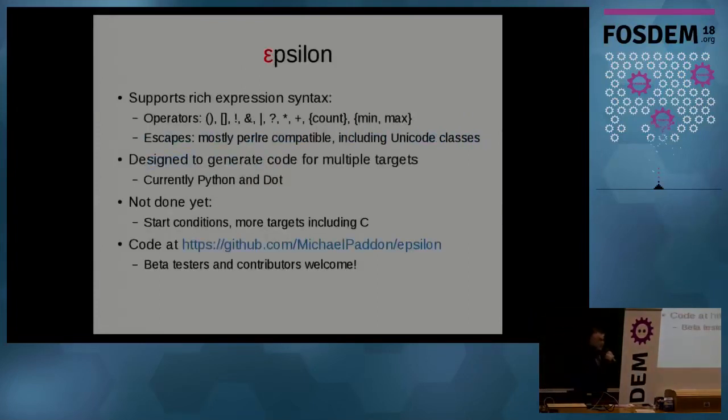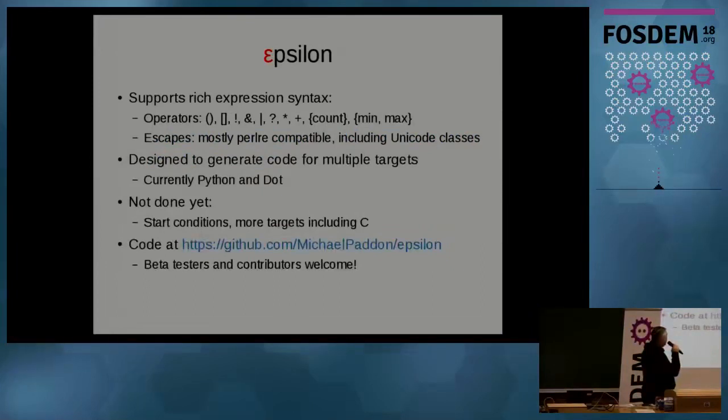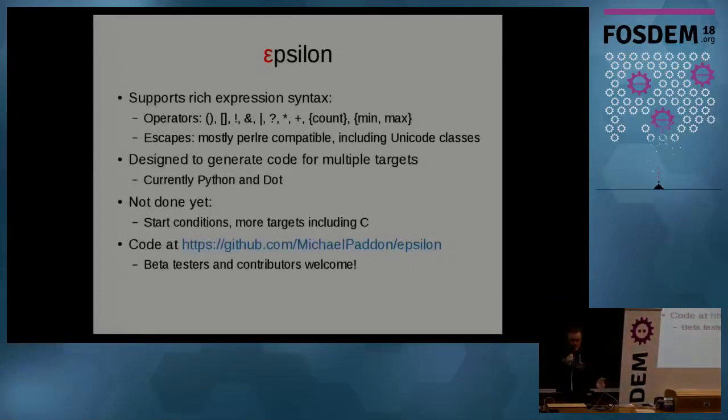So as I said, the tool is called Epsilon. It's up on GitHub. Beta testers and contributors are welcome. There's a bunch of stuff not done yet. I need to do start conditions, which is something that Flex supports that I don't support yet. You can generate different code targets. So I've got Python and Dot for visualizations at the moment, but I don't have C, so I need to generate a C target. The actual regular expressions are pretty close to Perl with a few extra features. So that's kind of where it's at. And again, I very much welcome any contributions.